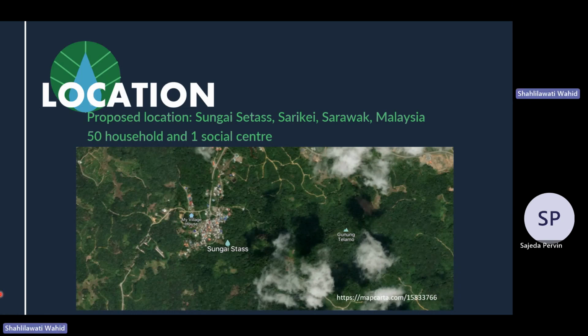For the location, we propose Sungai Setas as our construction site of the GWVPP, as we can see in the map. Sungai Setas is located at Sarikei, Sarawak, Malaysia, and we are going to build 2 GWPPs for 50 households and 1 social center, which is equivalent to 11,000 kilowatt hours of electricity per month, since there are 2 waterfalls in the surrounding area of Sungai Setas.